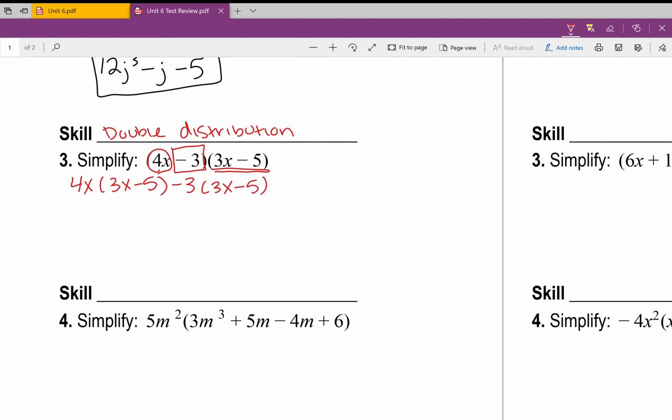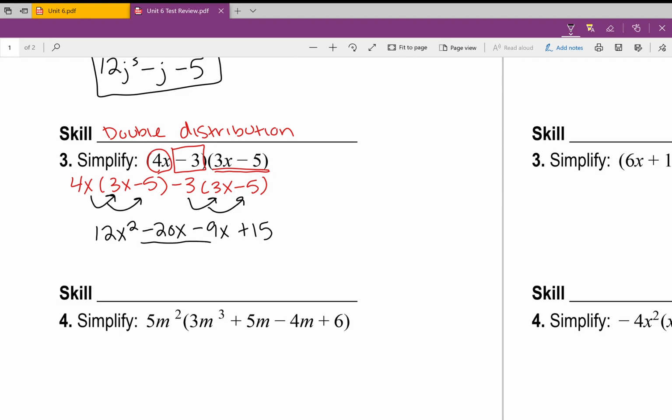Okay, so what we do is we break apart that first parentheses and we turn a double distribution into just single distributions. So for example, in this one, we're going to distribute 4x. In this one, we're going to distribute negative 3. Remember, distribute means to multiply. So 4x times 3x is 12x squared. 4x times negative 5 is negative 20x. Negative 3 times 3x is negative 9x. Negative 3 times negative 5 is positive 15.